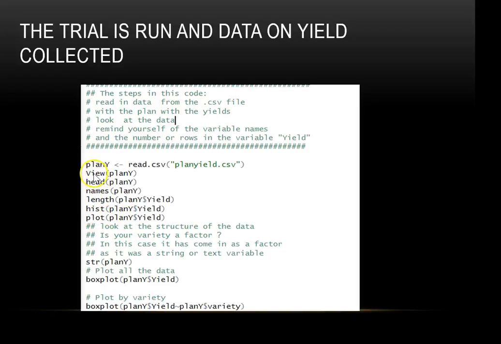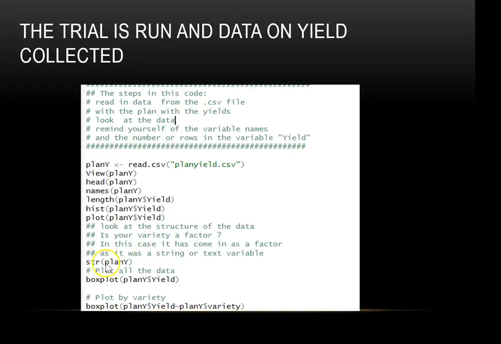What you're doing here is you're just looking at the data. Head allows you to look at the top 5 or 6 lines of the data. Names just gives you the names of the variables in the data set. Length tells you how many are in each variable. Histogram plots a histogram of the yield. Plot will also plot you a plot of the yield, in this case as a box plot.